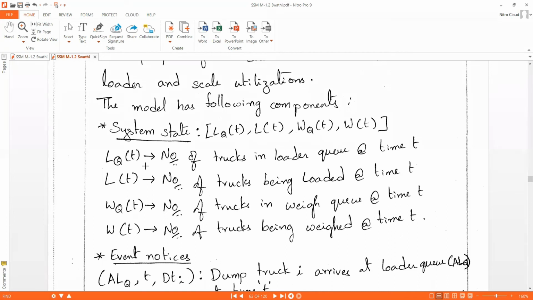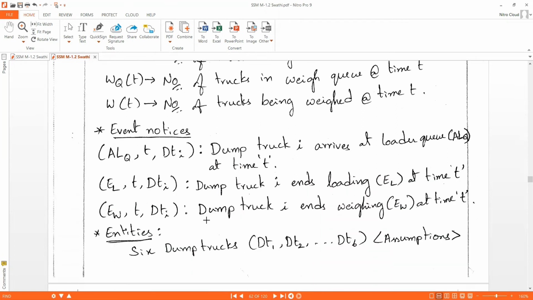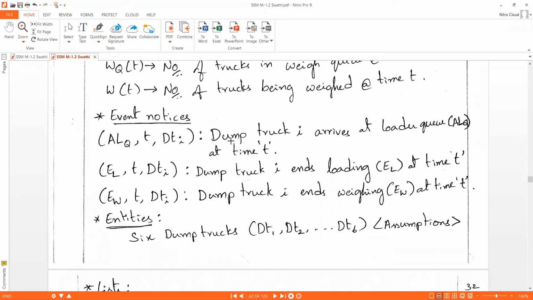Okay, and the number of trucks being weighed at that time will be represented as W of T, because here we have only one scale, so it will be 1 or 0. If the scale is busy, W of T will be 1; if the scale is free, it is 0. But loaders, we have two loaders.